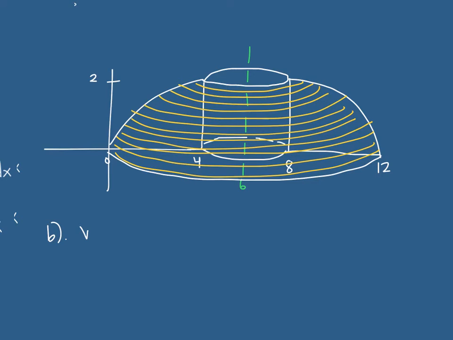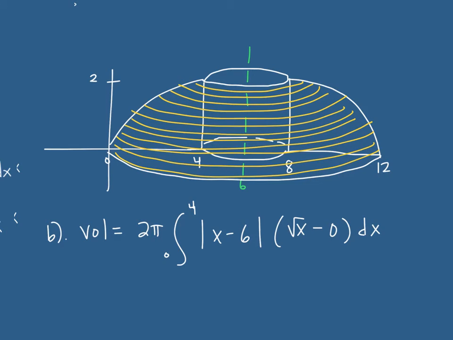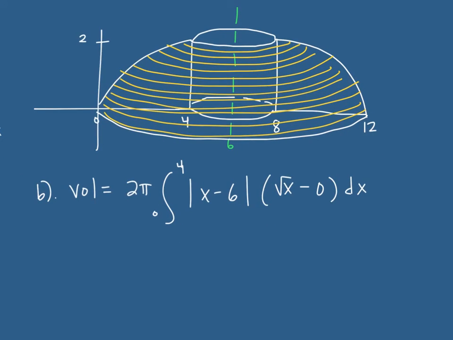So part B. Our volume is 2 pi times, the bounds are still of the original region. The 8 to 12 don't become part of this at all. It's only the original region of bounds that you need. Absolute value, x minus the axis of rotation, which happens to be 6 this time. And then the original region had an upper bound of rad x and a lower bound of 0. So the only thing that's different is the value of 6. Everything else is the same. So we'll have 2 pi from the bounds of 0 to 4.